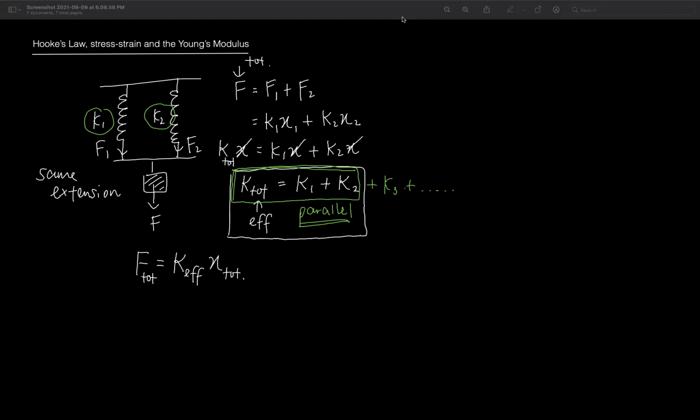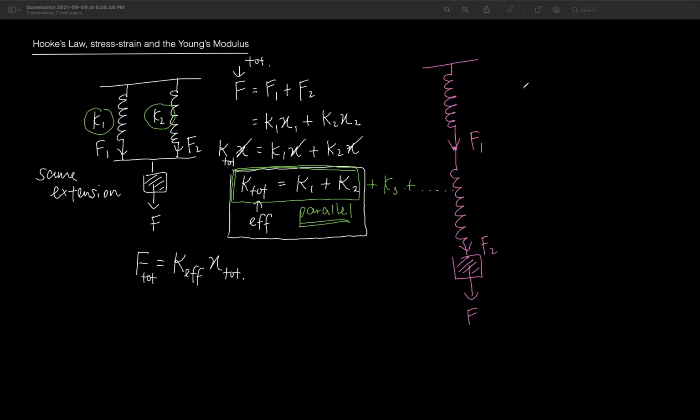How about for series? Okay, one spring, another one. Force here. What we understand about series, force is the same. So F1, this is F2, okay, I can just say F2 here. F2 is the same as F. Okay, the forces are the same.